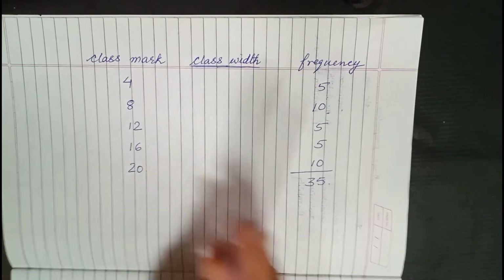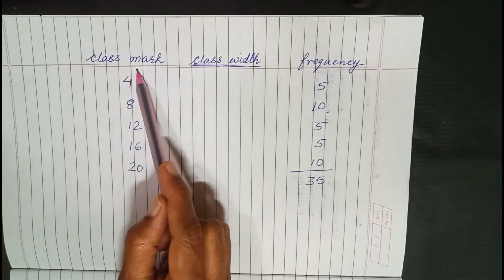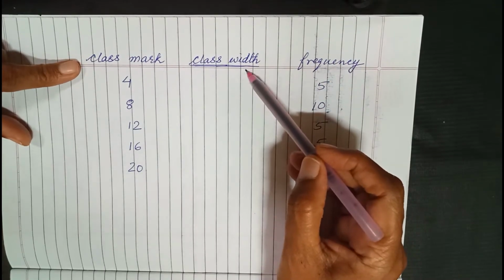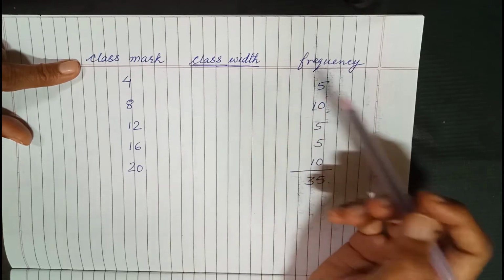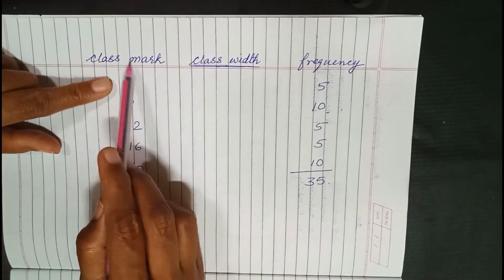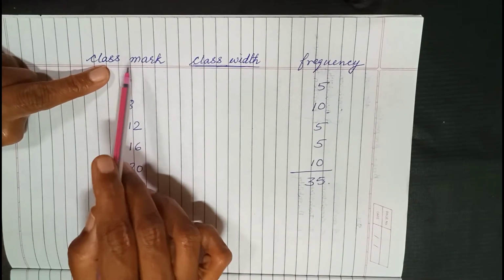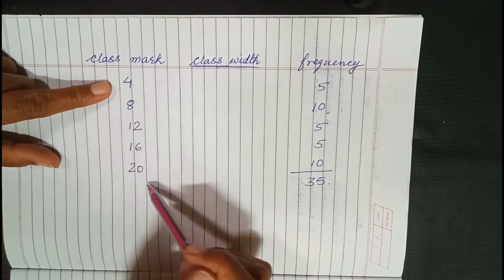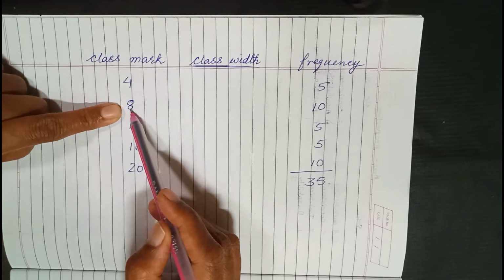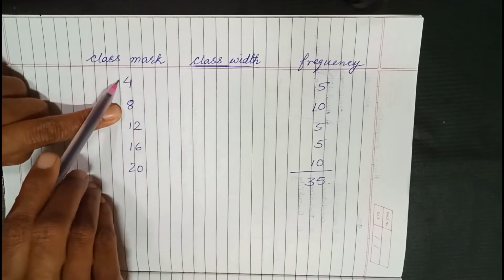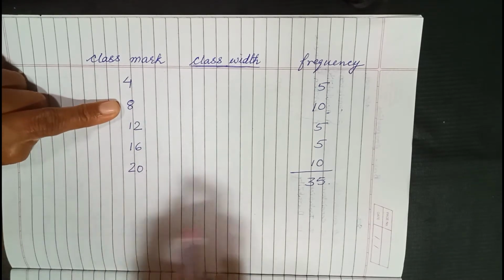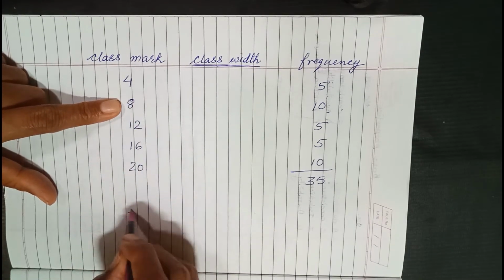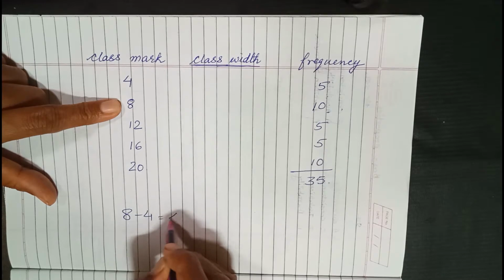As you can see in this table, class mark is given and frequency is given, and from this we are supposed to find the class width or the group. So how do we go about doing that? First let's revise what is class mark. Class mark is nothing but the midpoint of the class, right? So now you can see from here 8 is the midpoint of the second class and 4 is the midpoint of the first class. So what we do is class mark of the second minus the class mark of the first will give me the class width.